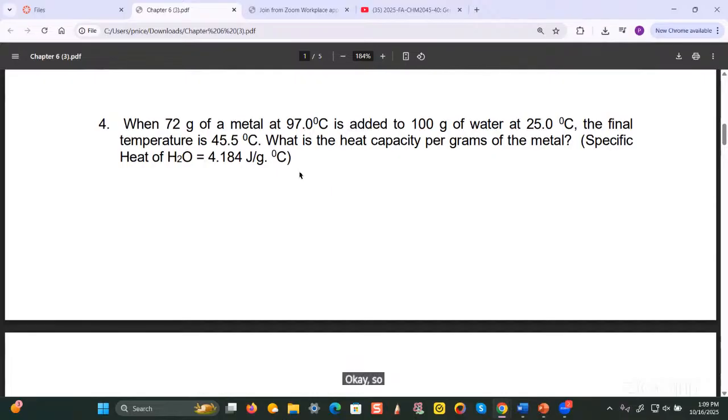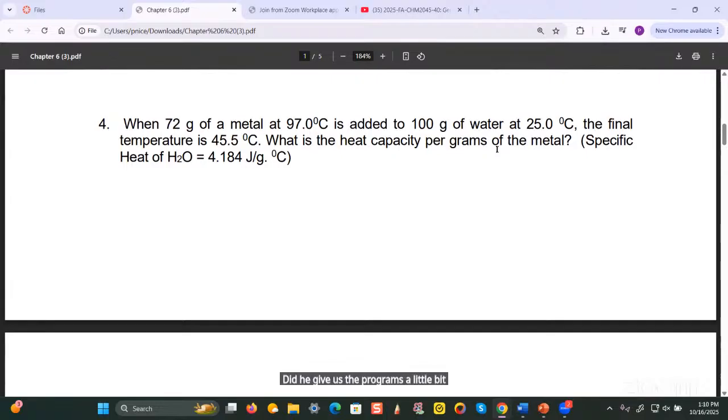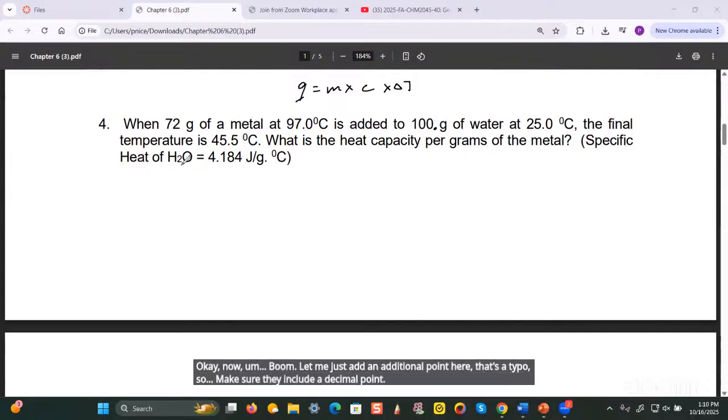Okay, so this question is worded in a kind of tricky way because the question is asking what is the heat capacity per gram of the metal, right? The heat capacity per gram of the metal is the specific heat, right? So basically the equation that you're going to use is Q is equal to M times C times delta T, right? Okay, now, let me just add a decimal point here. That's a typo. So make sure you include a decimal point when you're working this problem.